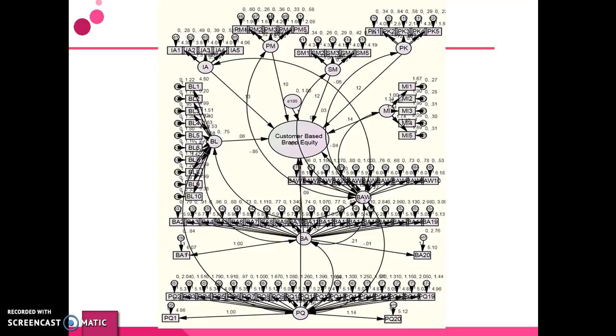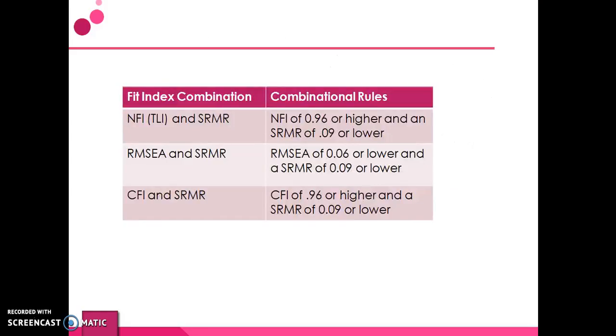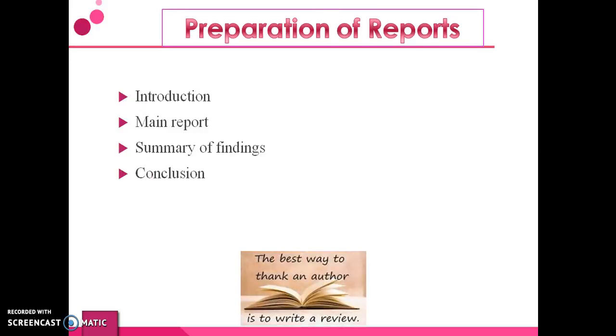So, as an example of confirmatory factor analysis, path analysis is used, and a model fitness summary is also used for testing the relationship. Goodness of fit and badness of fit are also measured using RMSEA, root mean square error of approximation, and the normed fit index and comparative fit index are also used.